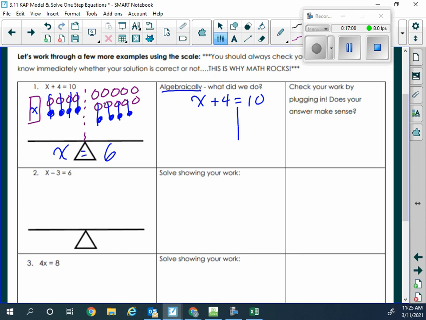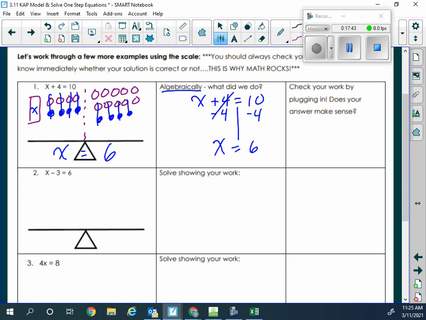Okay, so I'm trying to get x by itself, right? What's happening with x right now? We're adding 4. So, to get rid of something, I want to do the opposite, or the inverse. So, that would be to do what? Subtract 4. But what's the rule? What you do to one side, you got to do to the other. So I'm going to come over here. And so then positive and negative 4 zero it out. And all I was left with is x. 10 minus 4 is what? 2.